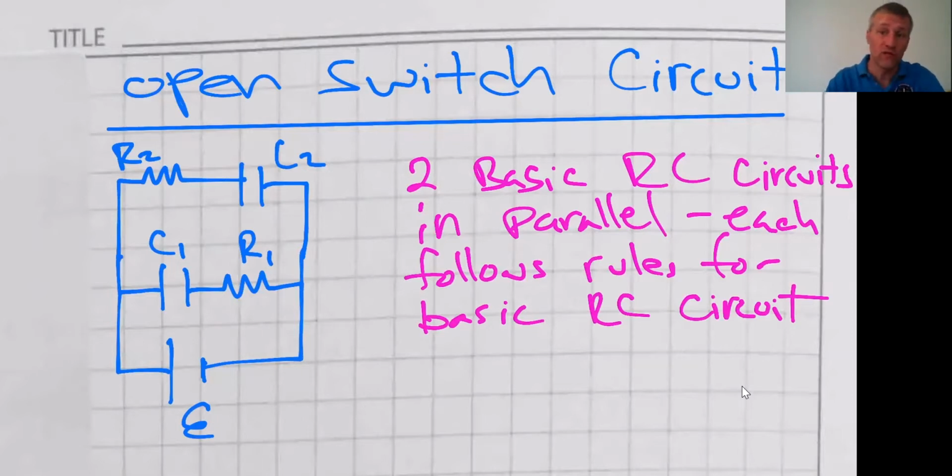It acts like an open switch. So after a long time, when they've reached a steady state, they've both charged up, there's no current through the bottom branch and no current through the top branch. So there is no current flowing a long time after these have been charged.